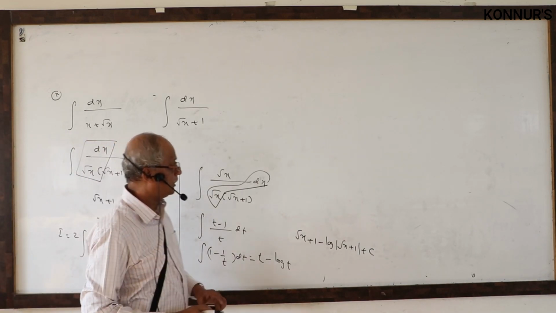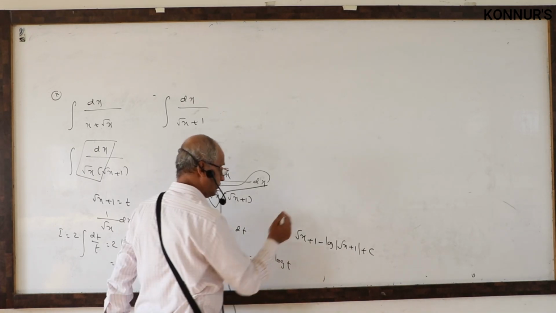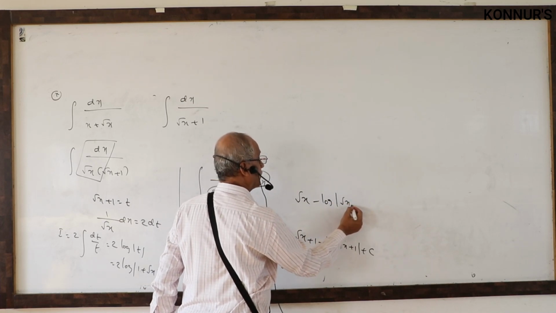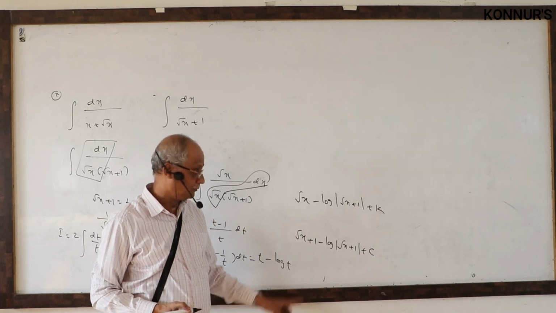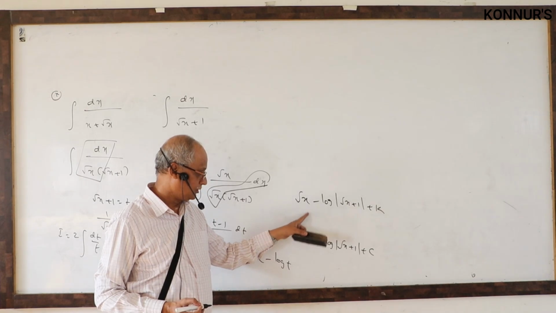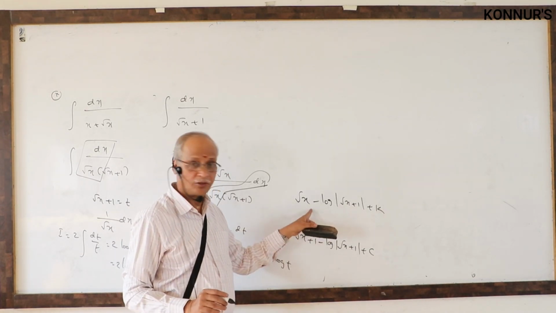Here, the answer alone is not important. This duplicate answer, they will not write. What will they write? Root x minus log of (root x plus 1) plus k. You got this answer, but they write this answer. Why? What is the difference? One is in the solution, but in the answer it is not there.